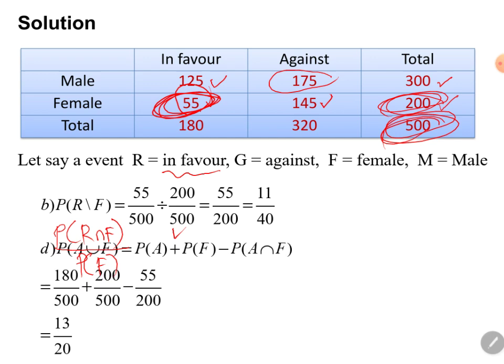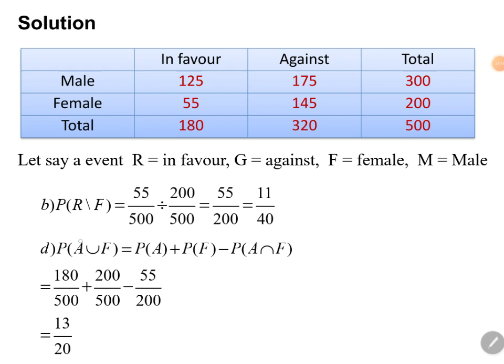The next question is probability of A union F. What is A? It's not A, it should be in favor, R. Okay, so there is a typo here. It should be probability of R, the probability that the person is in favor or female. So it should be probability of R plus probability of F minus probability of R intersect F. The probability of R in favor is 180 divided by 500, plus the probability of female, which is 200 divided by 500, minus the intersect of in favor and female, which is 55 over 200.